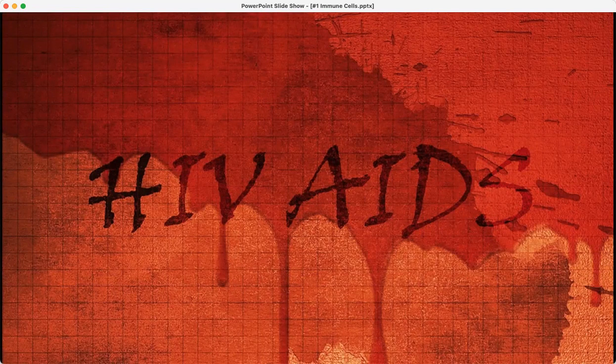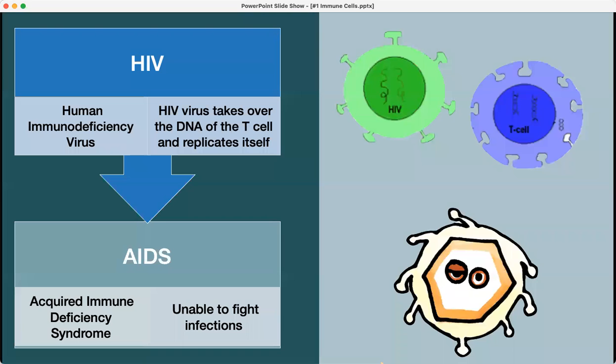Okay, let's go to HIV/AIDS. HIV is human immunodeficiency virus, and it takes over the DNA of the T cell and starts replicating. So it's attacking T cells. People initially, when they get an infection with HIV, might feel fluish, feel kind of bad. That initial state wears off, and then these DNA are continually replicated and eventually take over all the T cells.